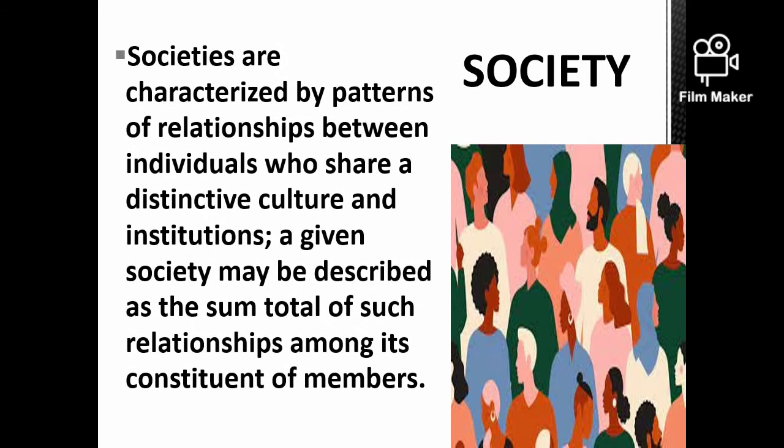So what is society for? Societies are characterized by patterns of relationships between individuals who share a distinctive culture and institutions. A given society may be described as the sum total of such relationships among its constituent members. So society is composed of family, government, churches, health facilities, and others.